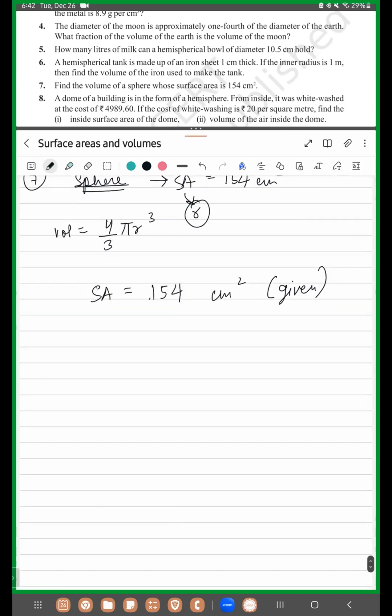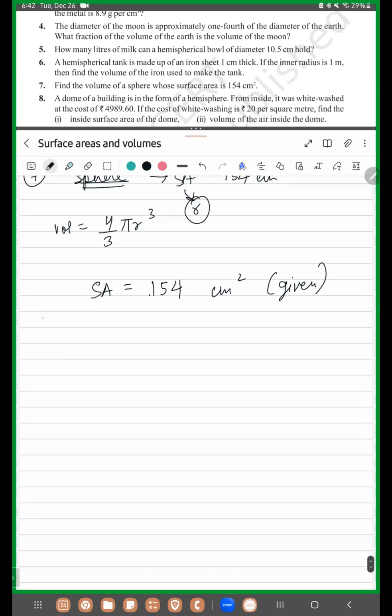But then what's the formula of surface area? What do you remember? What is the formula of the surface area of a sphere? Anyone? It is very simple. Surface area of a sphere is 4 times the surface area of a circle. So 4 pi r square is equal to 154. So r square is equal to 154 by 4 pi, which is 154 by 4 into 22 divided by 7.